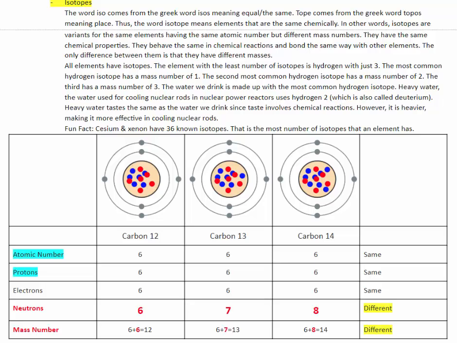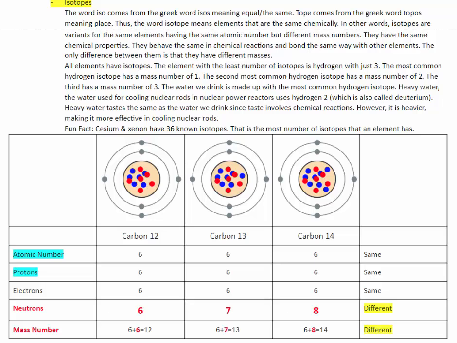Now for hydrogen, the most common isotope has a mass number of 1. That hydrogen, having a mass number of 1, has only 1 proton and no neutrons. The second most common hydrogen isotope has a mass number of 2. So it has the same atomic number of 1, so it has 1 proton and 1 neutron. We call that isotope deuterium because it has 2 nucleons, 1 proton and 1 neutron.